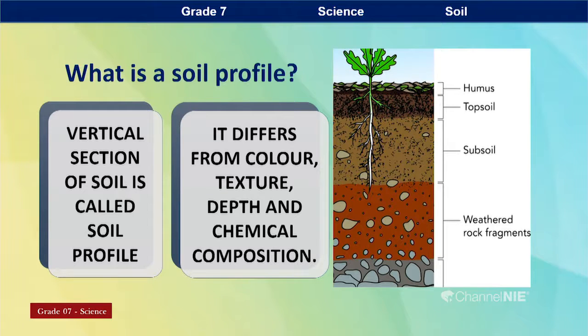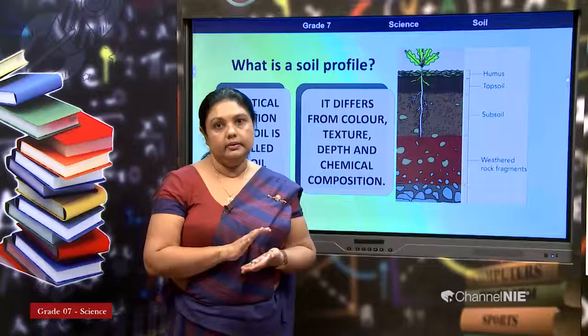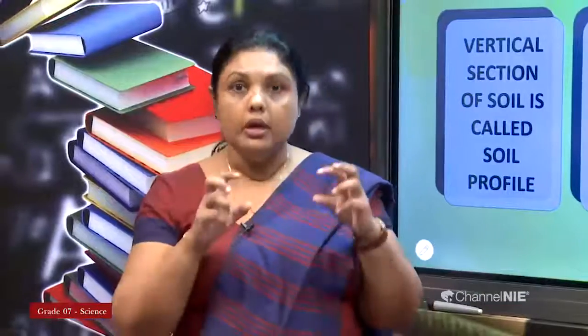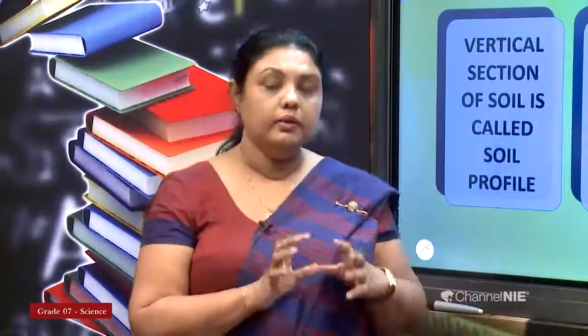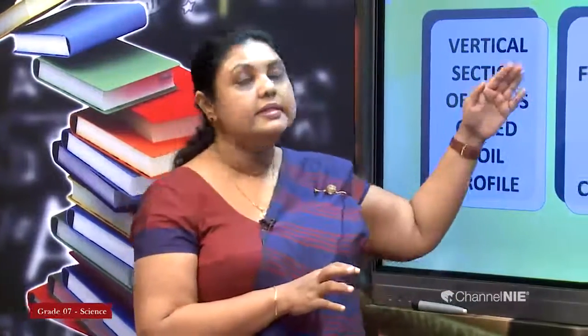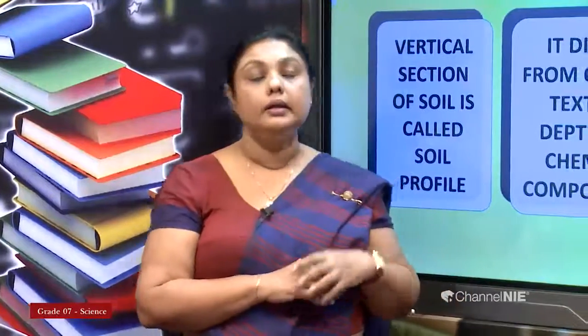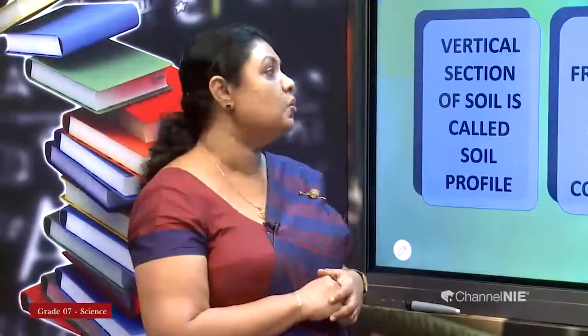Now, we see how it differs. As I told you earlier, color, texture, depth, chemical composition. Color you know, everyone knows, by looking at that you can see the different colors in different parts. Texture means, of course, you have to touch and see. Then chemical composition. With standard knowledge you can find out what the main chemicals found in this are. So, it was found already that these different parts have different chemical composition as well.